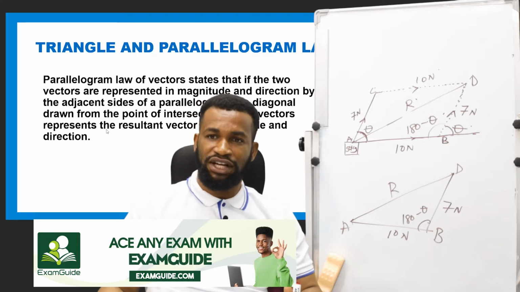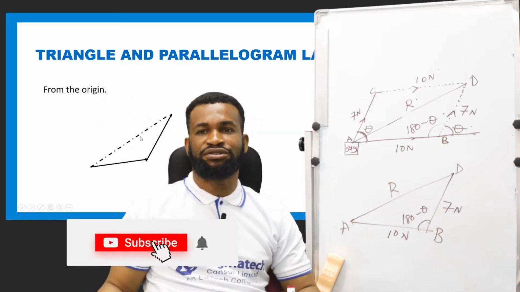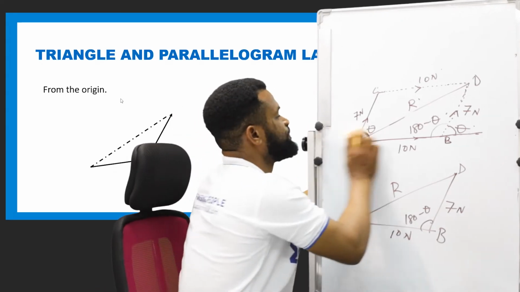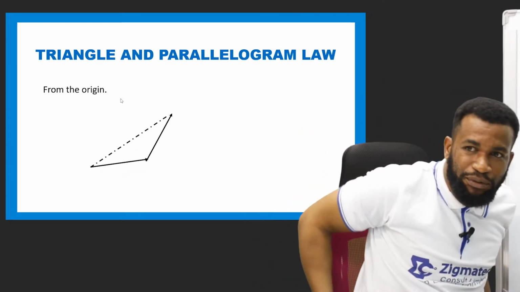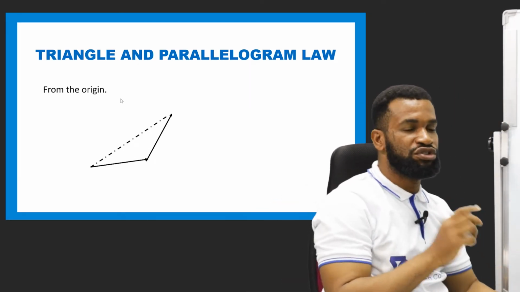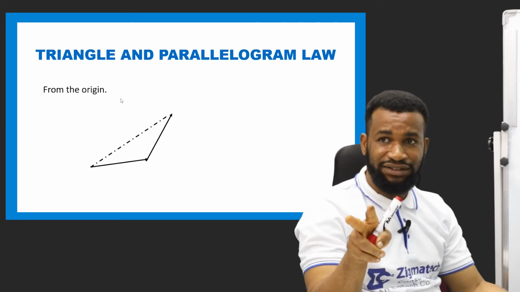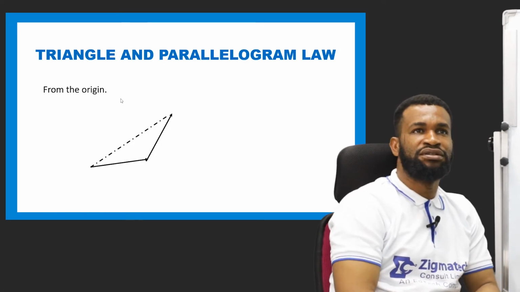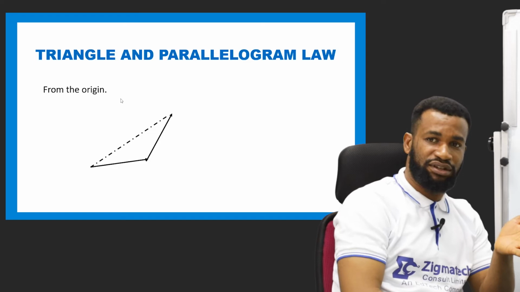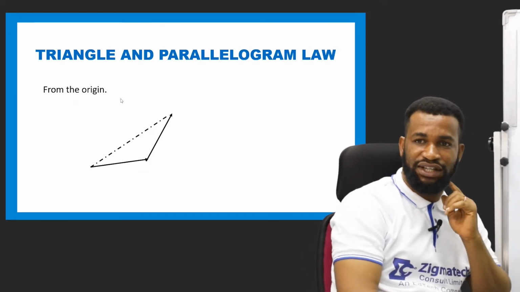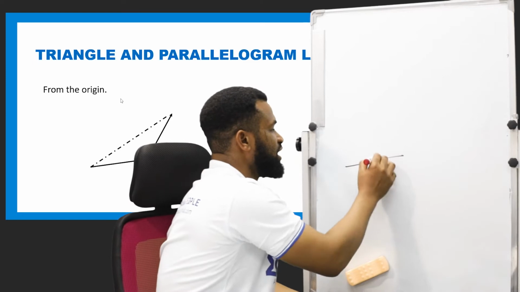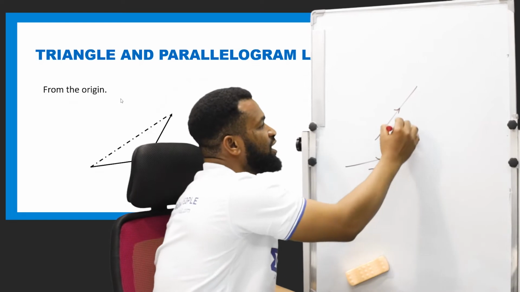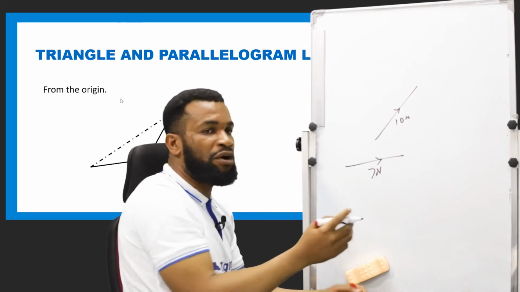Now, when we talk about the triangular law, how does that work? When we talk about the triangular law, it's simple. When you have two forces or three forces, the third force at this point may represent the weight of the body. But what the triangular law is saying is that if you have a vector in this direction and another vector here, you use these two, let's say 7 Newton and 10 Newton, to form a triangle.